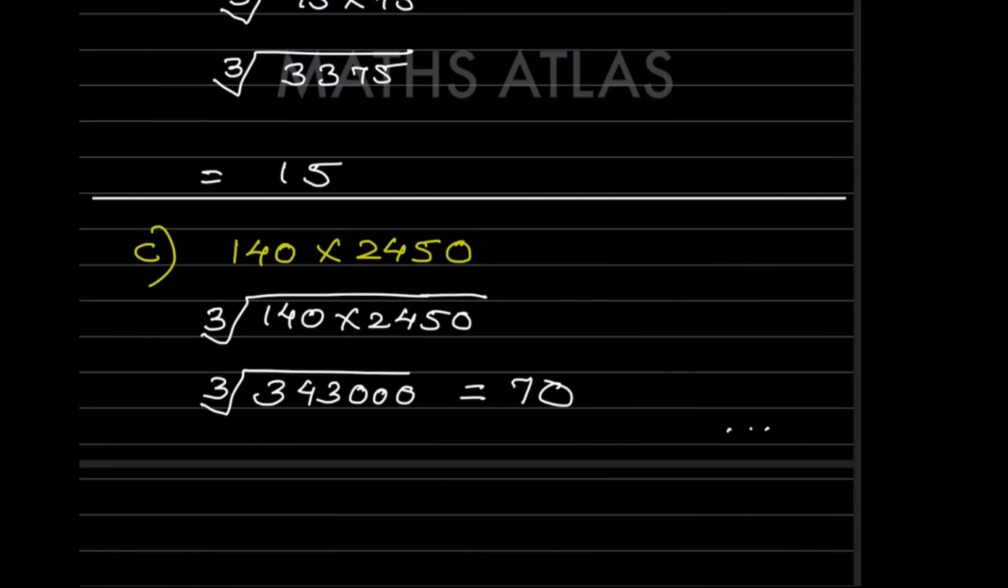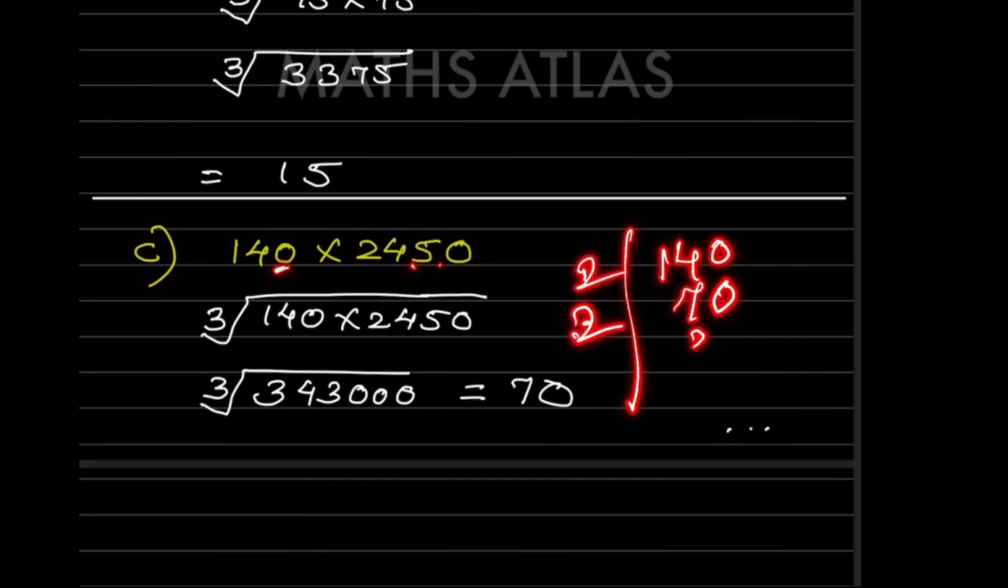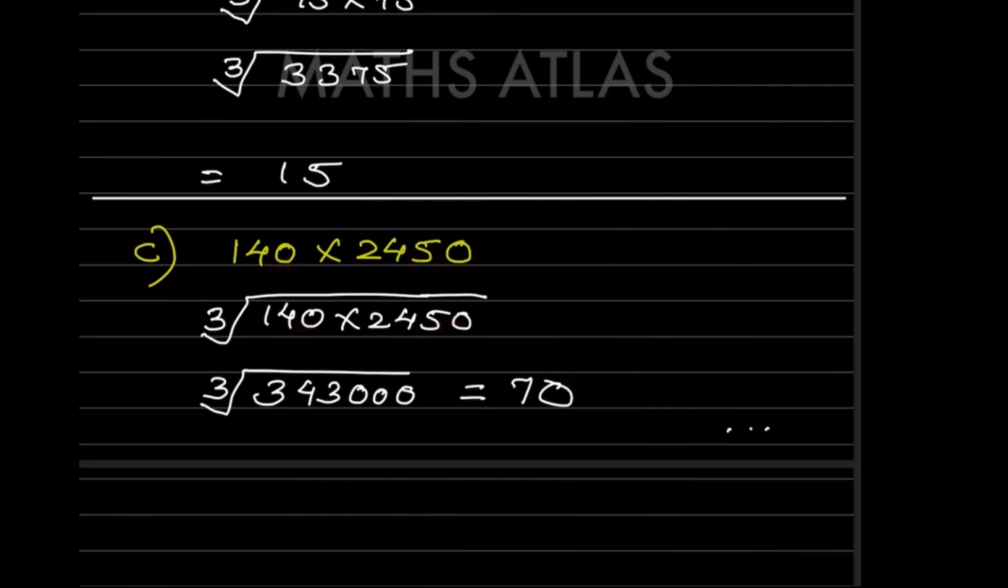Now here the same, 140 into 2450. I'll just show you, for your understanding, why didn't we take 140 separately like what we did in the A part. Now see here 2 7s are, here 2 35s are. So here 5 sevens are and 7 ones are. So you can see these numbers are not in pairs. So it's not possible for 140. Same for 2450. So what are we going to do here? We are going to multiply this together.